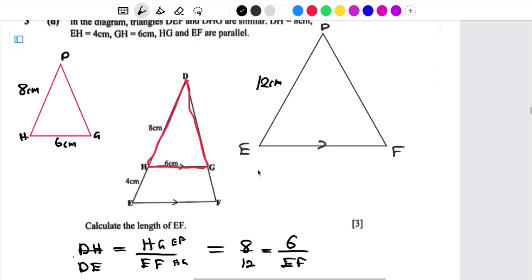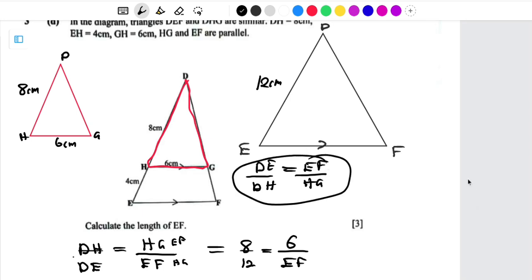So this one can be written like this also. You can say DE is similar to DH, which is equal to EF is similar to HG. This one is also acceptable. So you can write it in this form or this form, but you can't write it as DE is similar to DH and HG is similar to EF, because these are not corresponding. This is from the smaller, this is from the bigger, and this is from the smaller triangle. So these are not corresponding.